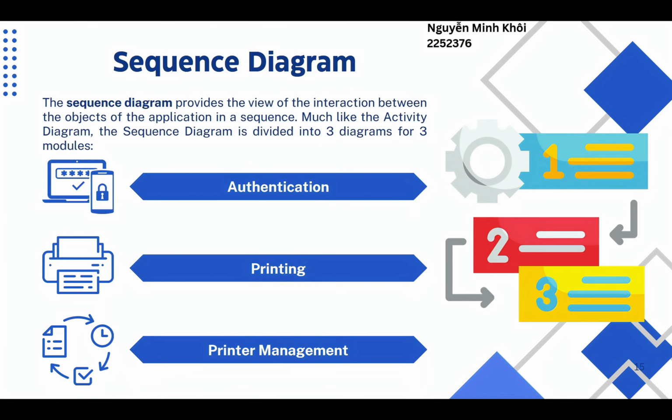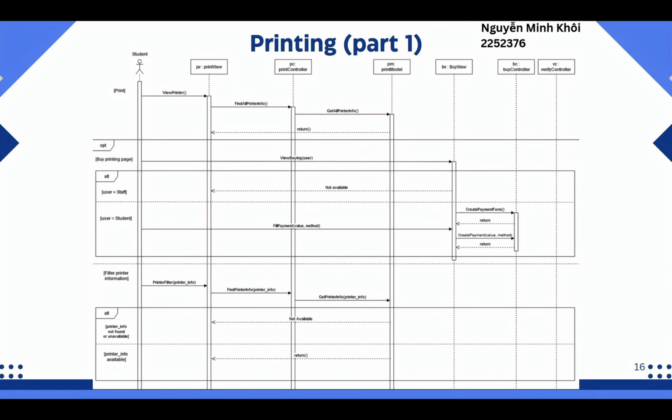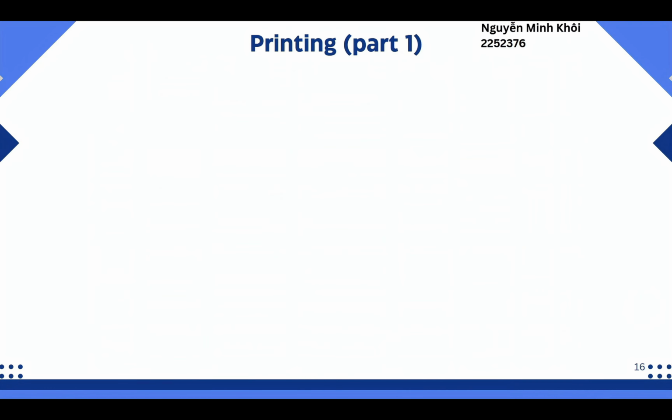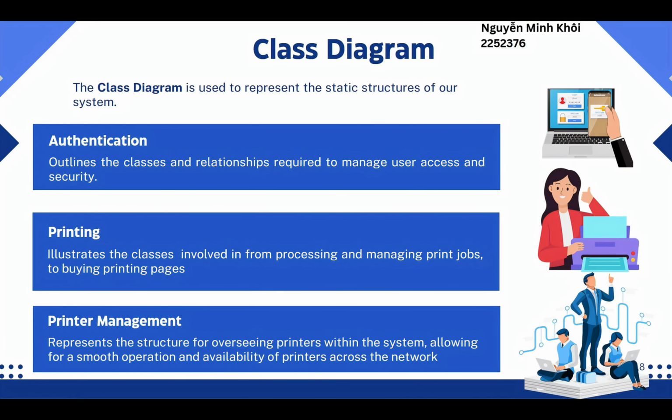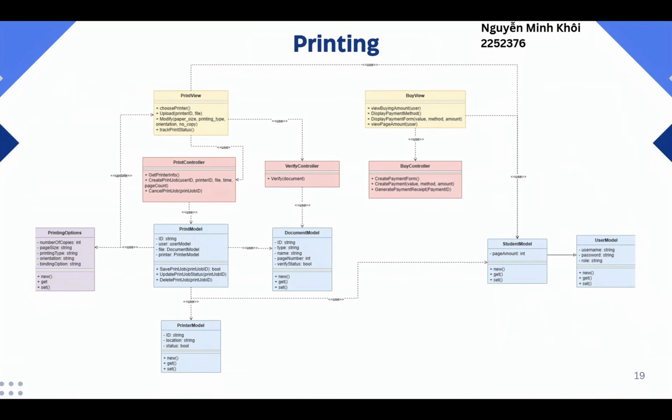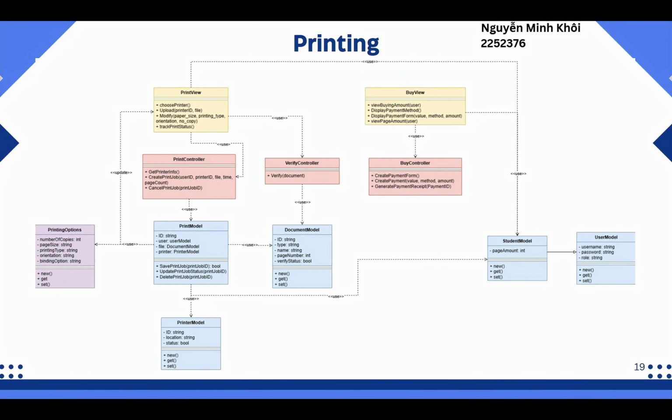Next up is the sequence diagram, which provides the view of the interaction between the objects of the application in a sequence. And here is the sequence diagram of our printing module. Here's the first part, and here's the second part. Next up is the class diagram, which is used to represent the static structures of our system. And here is the class diagram for our printing module.